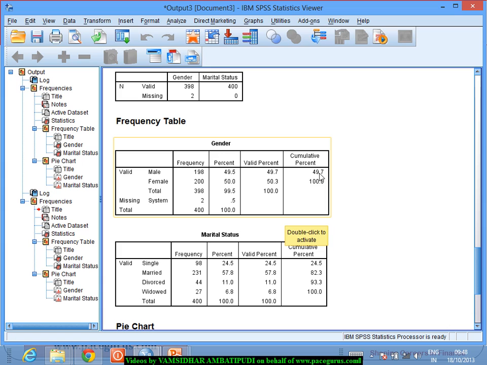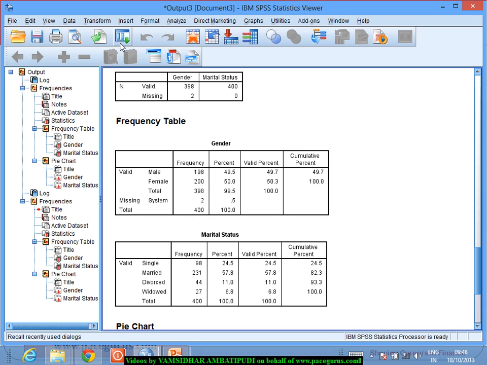And cumulative is nothing but it adds up all the values. So 49.7, then the next one is added to it, making it 100. This cumulative makes a lot of sense when you are working with ordinal data, but with nominal data, cumulative doesn't have much meaning here. So these are some of the things that we can execute.